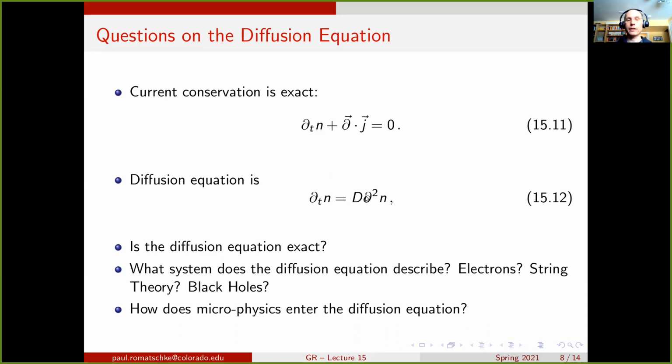And this also answers the third question that I've put on this slide here. How does the microphysics enter the diffusion equation? Well, it is precisely through the value of this constant D that the microphysics enters into this diffusion equation, and that the microphysics describes what kind of evolution the charge density actually takes.